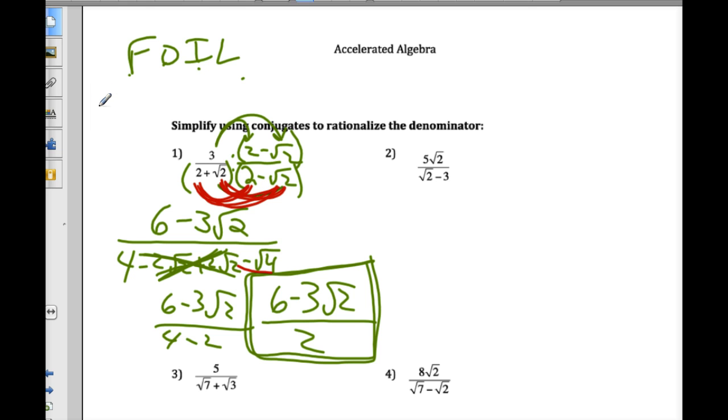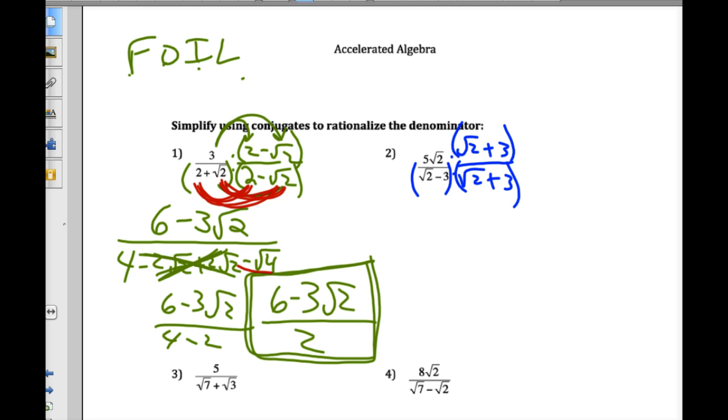All right, let's do the next one. Now we've got a radical at the top as well. That's okay. We don't really care about radicals at the top. So I'm going to multiply top and bottom by the conjugate. What's the conjugate of radical 2 minus 3? Radical 2 plus 3. Okay, parentheses. You will see them better with parentheses.